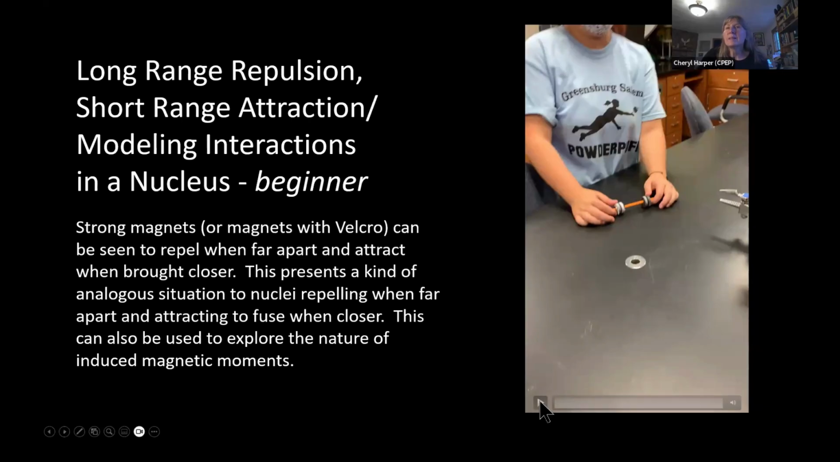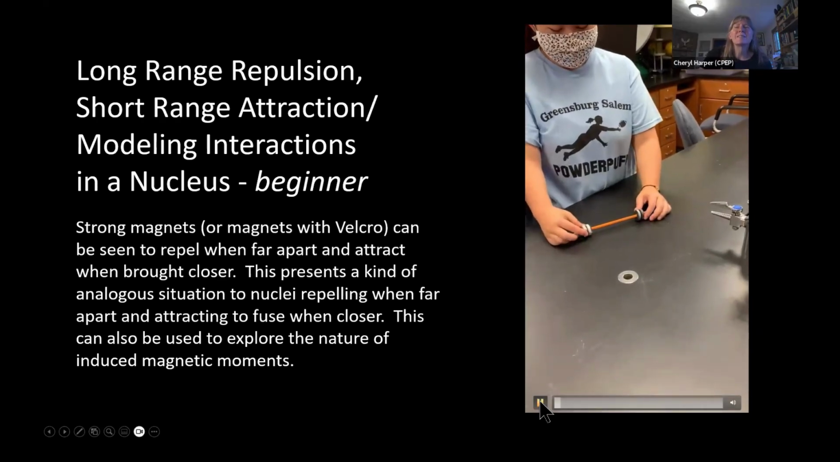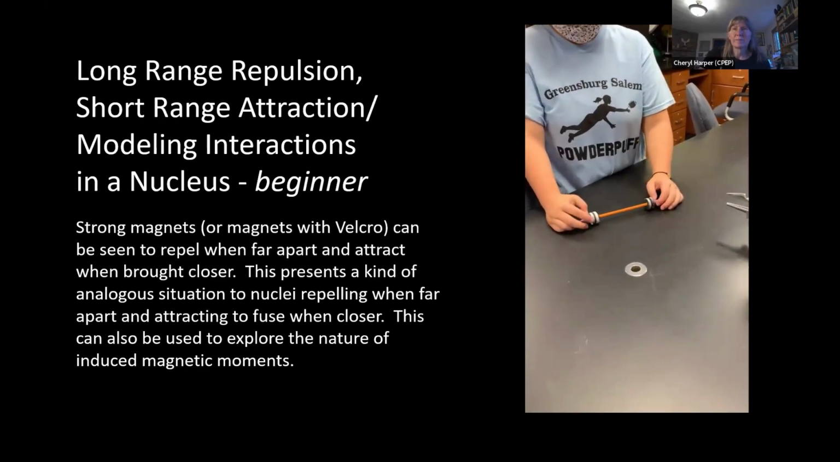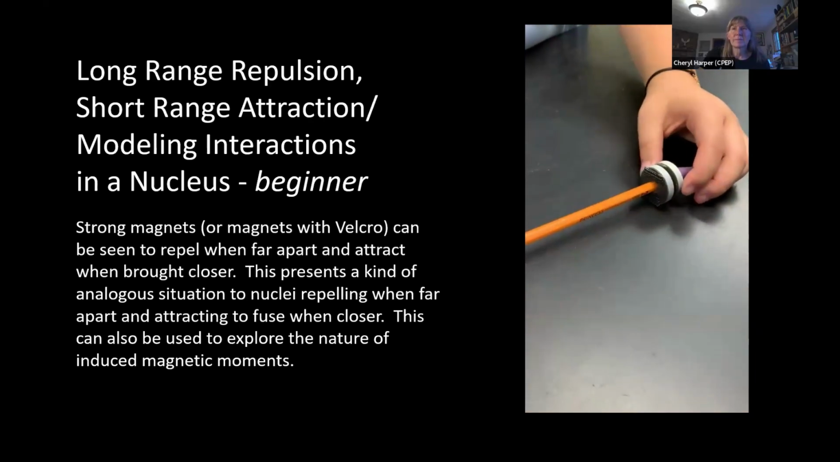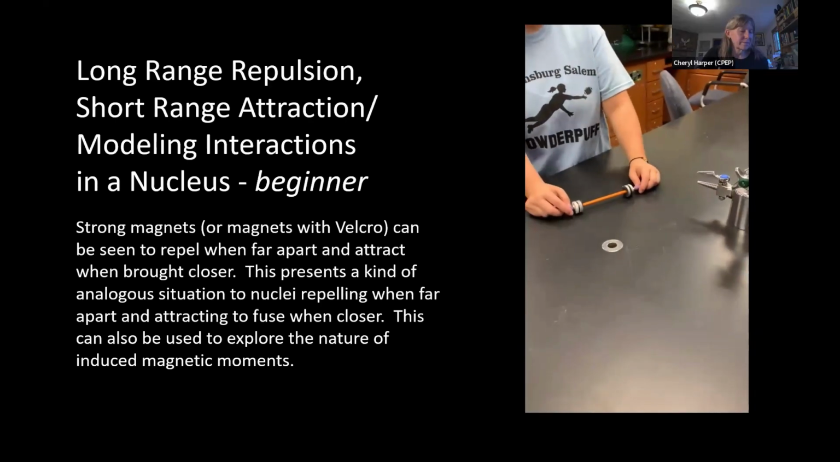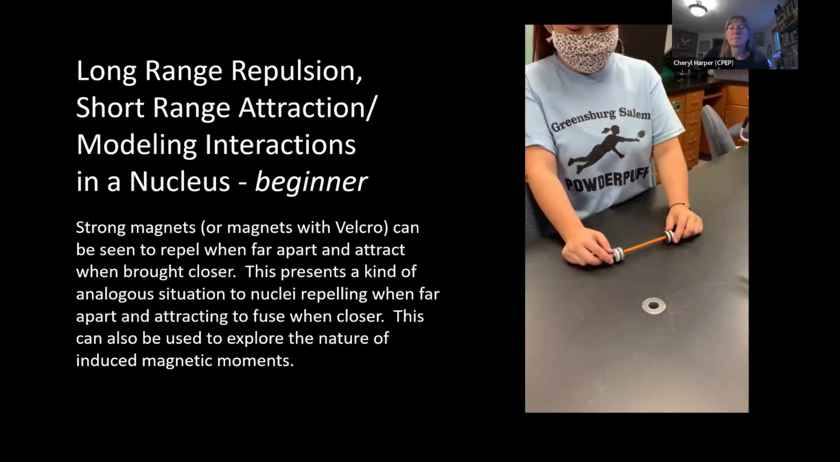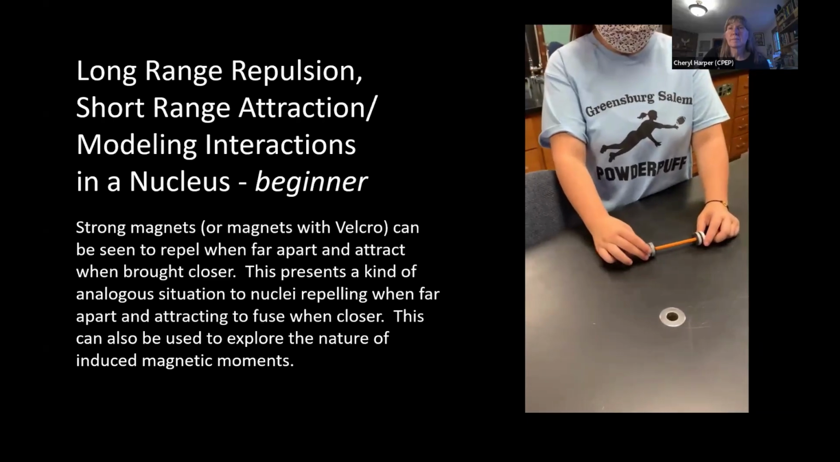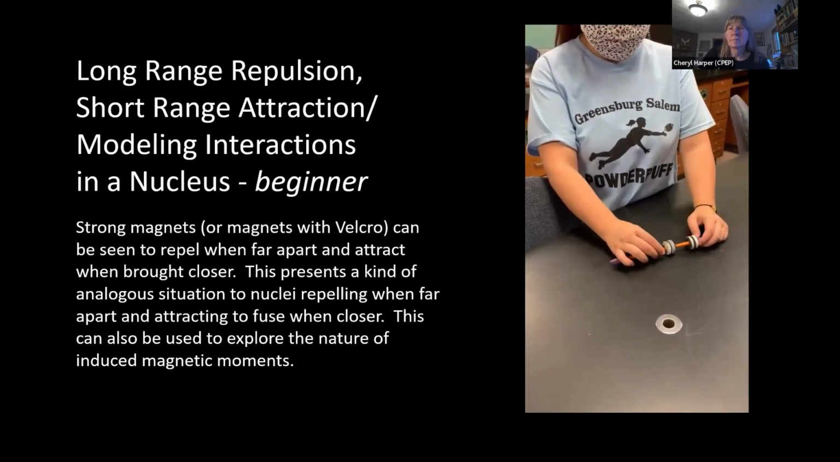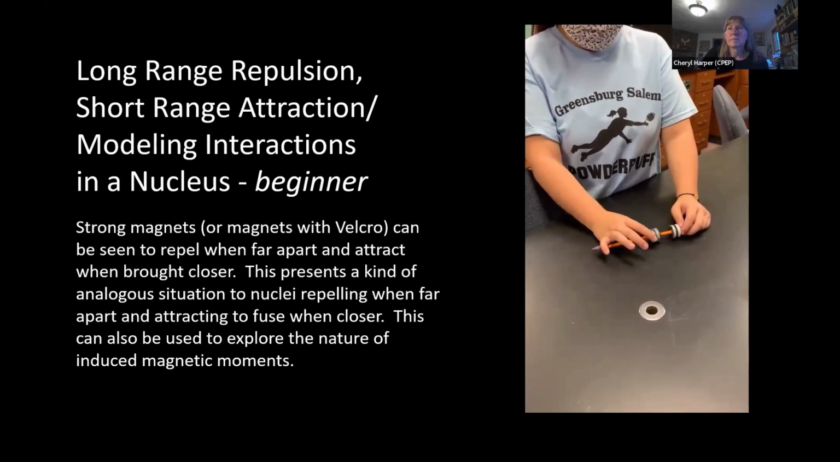And this one I want to point out is the beginner version of this, and we'll show the slightly more involved version in a second. This set of ring magnets with a little bit of Velcro on the insides and a pencil and eraser caps is the setup for modeling interactions in a nucleus. So strong magnets, or magnets with Velcro, can be seen to repel when far apart and attract when brought closer. This presents a kind of analogous situation to nuclei repelling when far apart and attracting to fuse when closer.